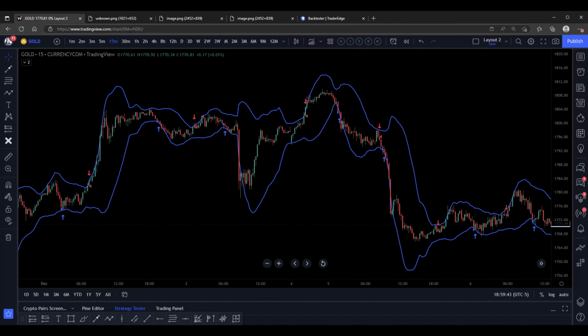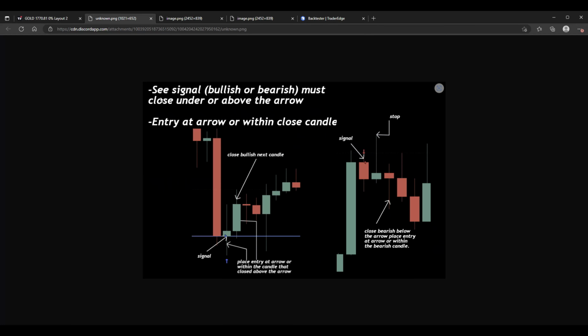But yeah, so the rules are: see a signal, bullish or bearish, must close under or above the arrow. Obviously bullish or bearish, under or above. So entry at the arrow or within the closed candle. So what does that mean? So you see you get the signal, right?